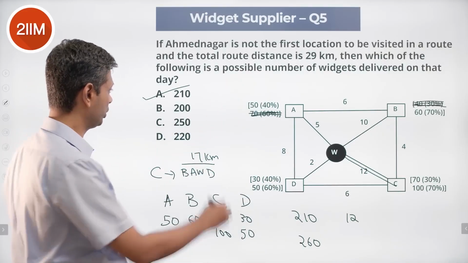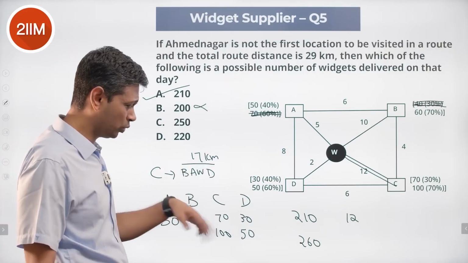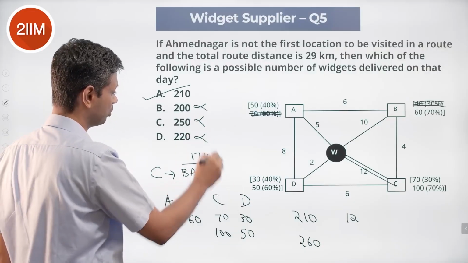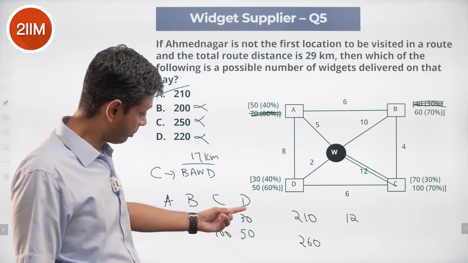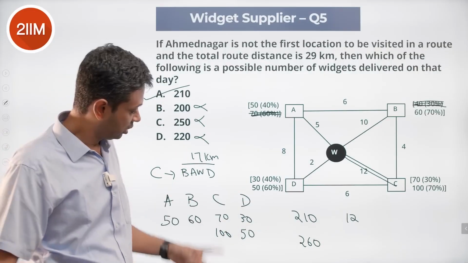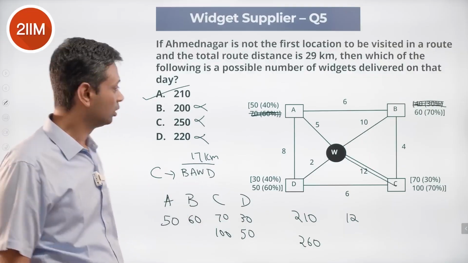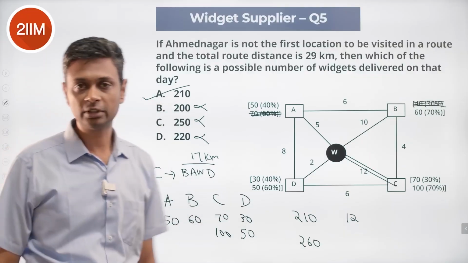It cannot go below 210, that is out. We cannot go to 250, not possible. 220, not possible. Maybe swapping 30 with 50 could take us to a 230. 70 with 100 could take us to a 240. But these three are not possible. This is possible. Done. Brilliant.